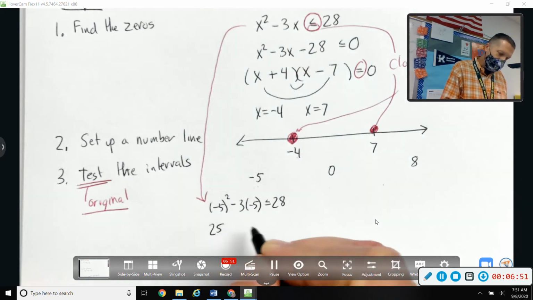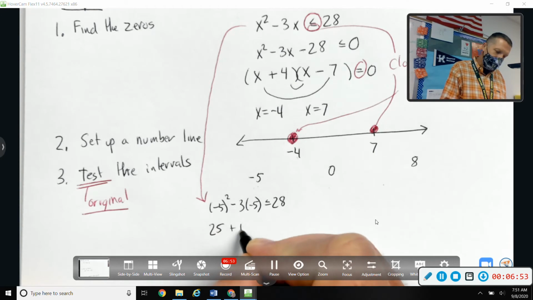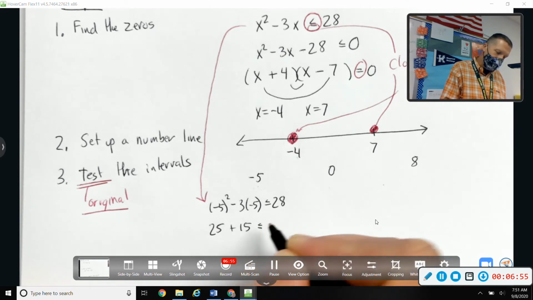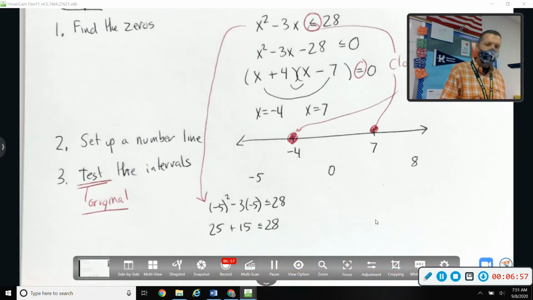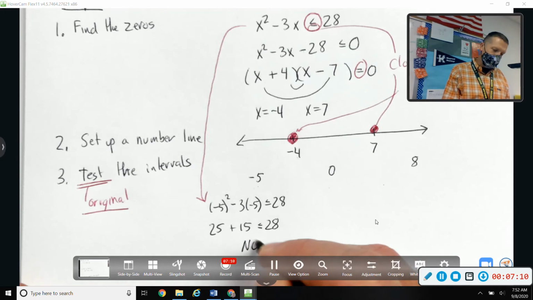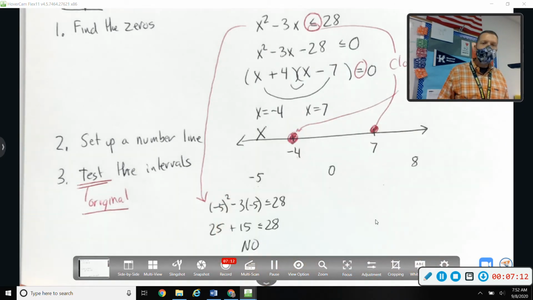So 25 plus 15 is less than or equal to 28. And you don't really have to work the whole thing. As soon as you figure out whether it's good or bad, you can stop. 25 plus 15 is not less than 28. So that's a no. I'm going to put an X there. I'm not going to shade there.